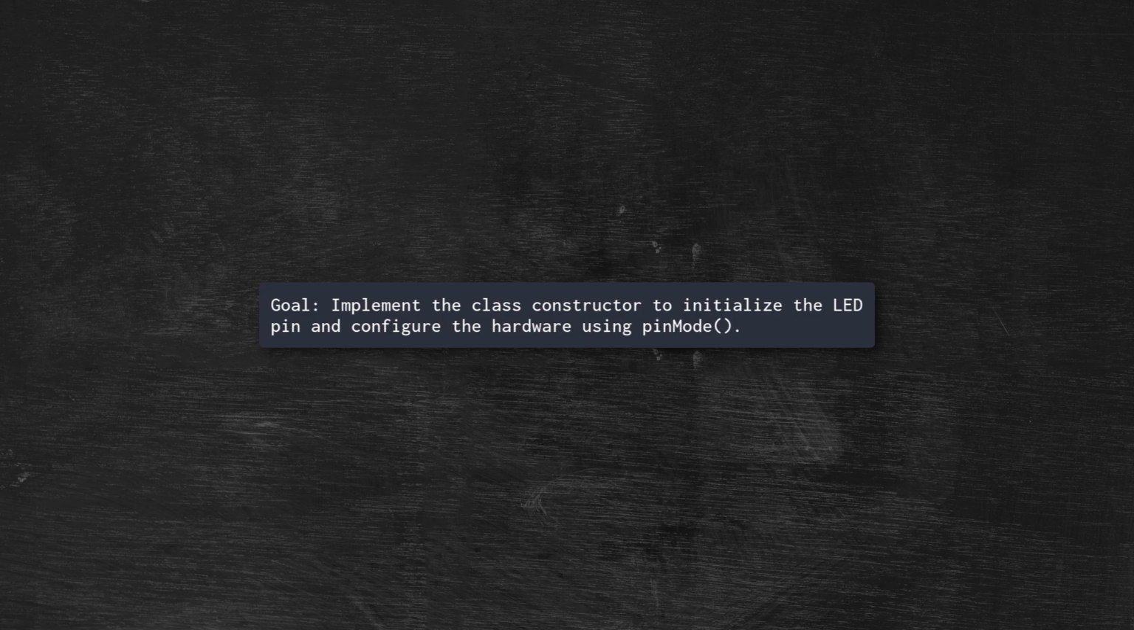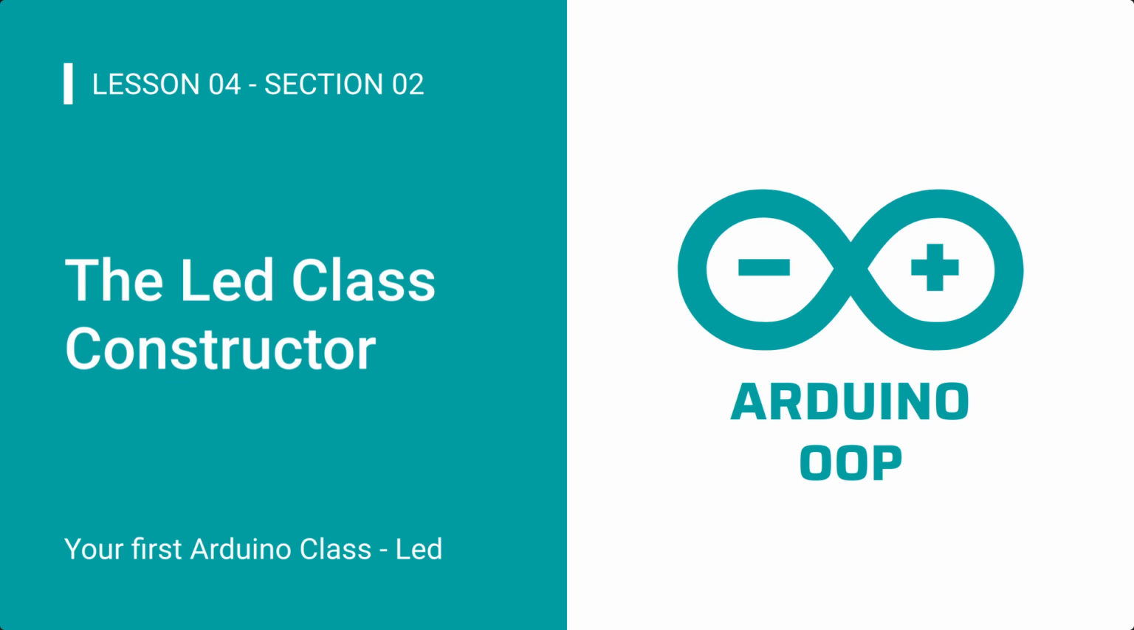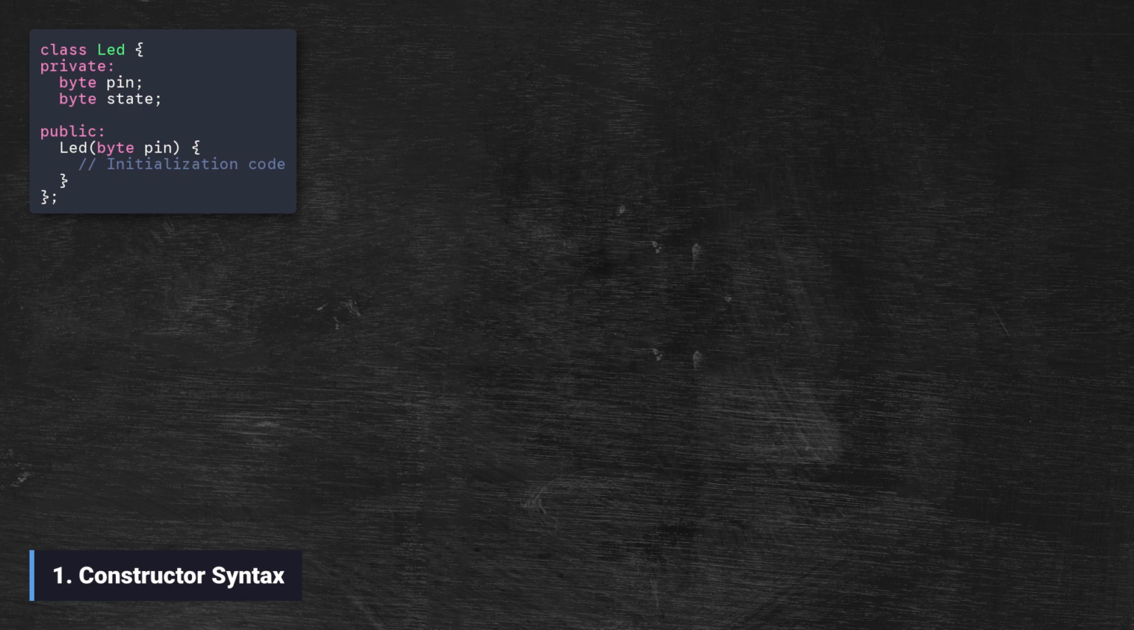The constructor is a special function that is automatically called when you create an object. Its job is to initialize the attributes of the class. In our case, the constructor will take the pin number as an input and set up the hardware for us. A constructor must have the exact same name as the class, and it does not have a return type, not even void. We place it in the public section, so it can be called when we create an instance of the LED. Here, we pass a byte named pin as an argument.